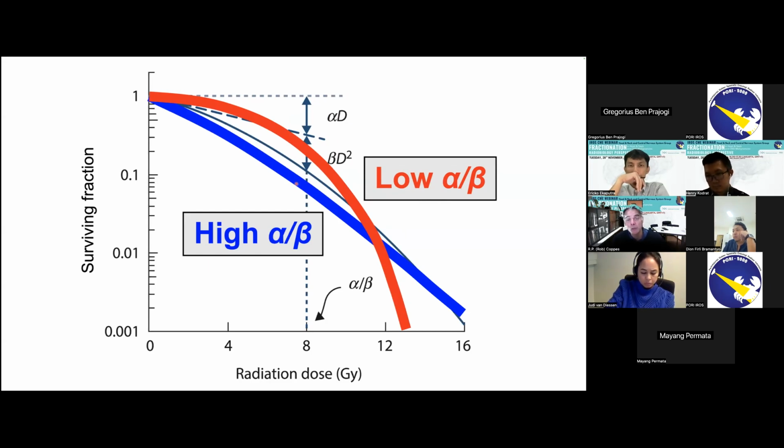And for instance, tumors are often early responding tissues. And this is then the formula where you can actually calculate your effect.